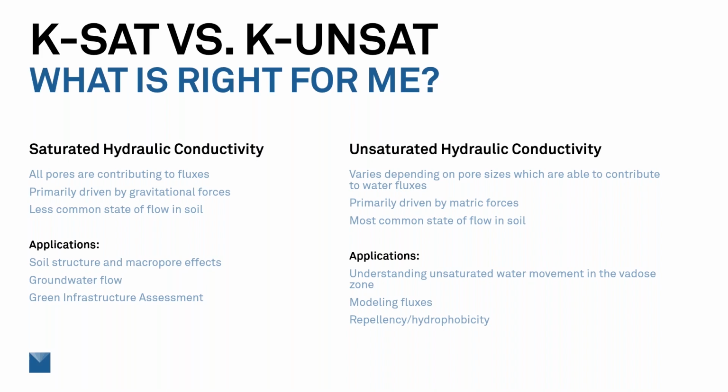Unsaturated hydraulic conductivity is going to vary depending on the pore sizes which are able to contribute to the water fluxes. And what's controlling this is actually the water content or the water potential at the given time of the soil, and where the water is coming from. If it's moving from one side of the soil to the other, what's your gradient there in terms of water potential or water content? Those are all things that are going to play a role there.